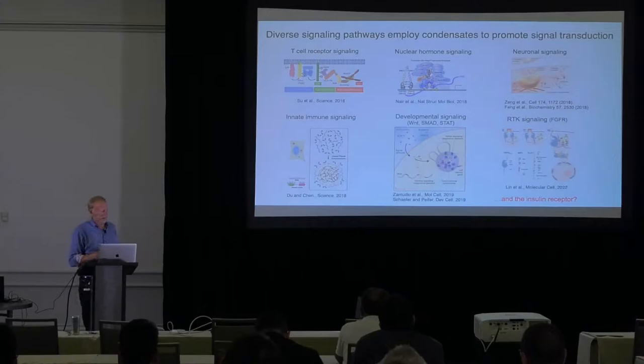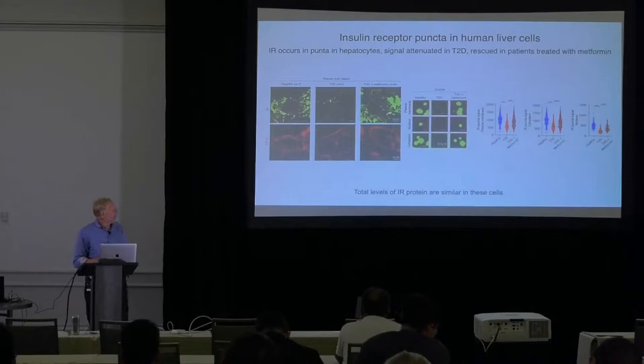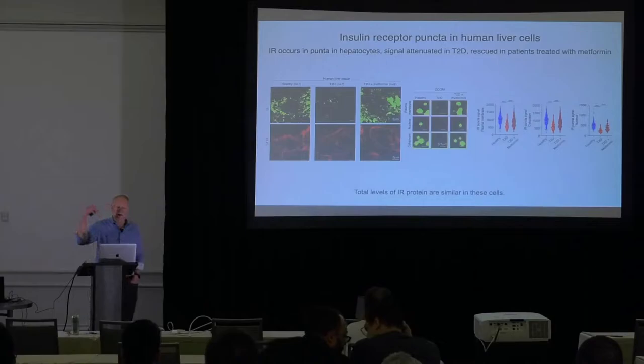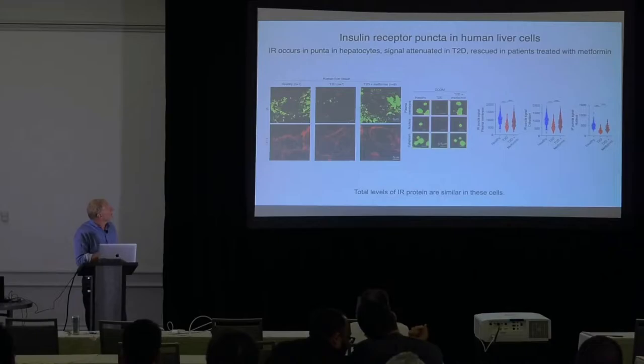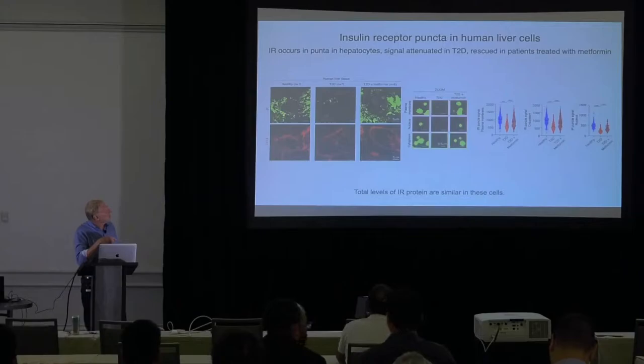And as I mentioned, at least in one case, an RTK pathway, this for the fibroblast growth receptor. And so how about the insulin receptor? Well, what Alessandra and Jesse did was they collected tissue samples from human liver, either healthy samples or samples from individuals with type 2 diabetes or samples from individuals with type 2 diabetes who are on the frontline drug metformin. And what they discovered is that the insulin receptor forms these punctate bodies in these cells. These are hepatocytes we're looking at within the liver, stained with CK18 antibodies. And what they found was that these puncta were considerably diminished in the patients with type 2 diabetes, but had recovered in these cells of patients that were taking metformin.